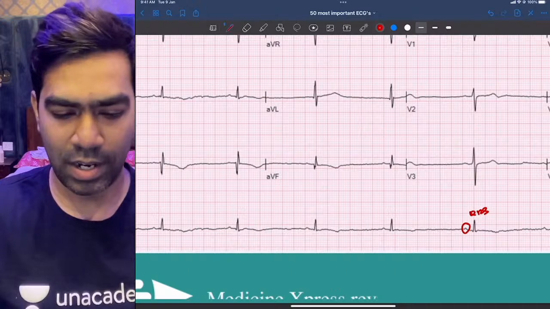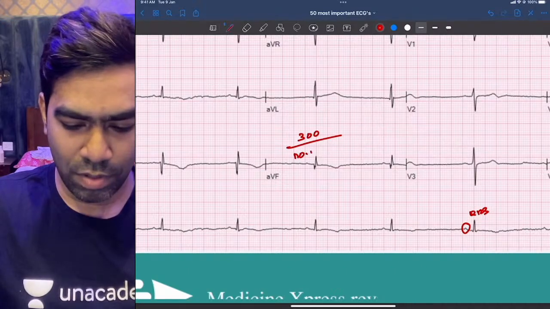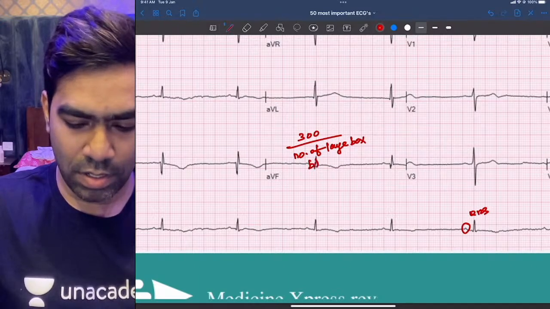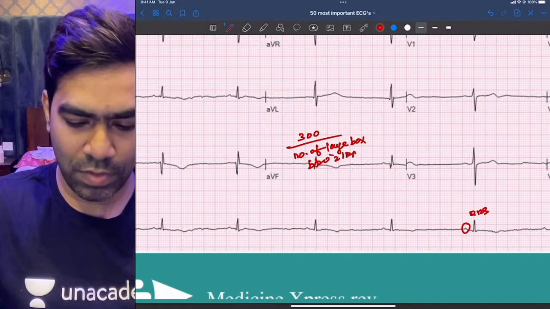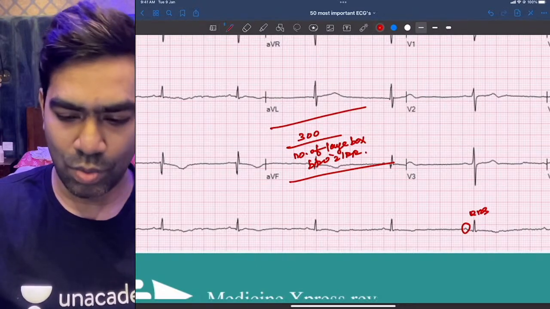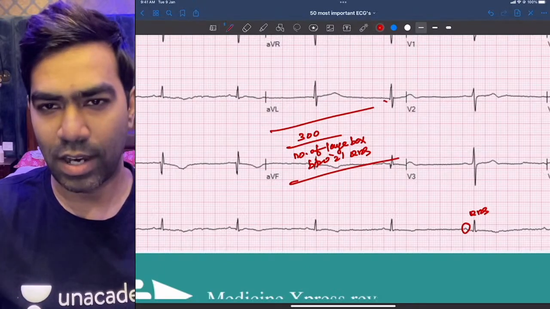And what is the heart rate here? You know how to find out the heart rate? So 300 divided by the number of large boxes between any two RR intervals, between any two QRS complexes. So this is how you calculate the heart rate.